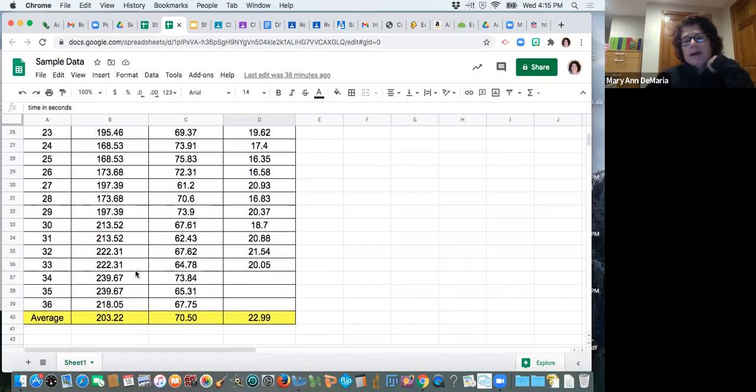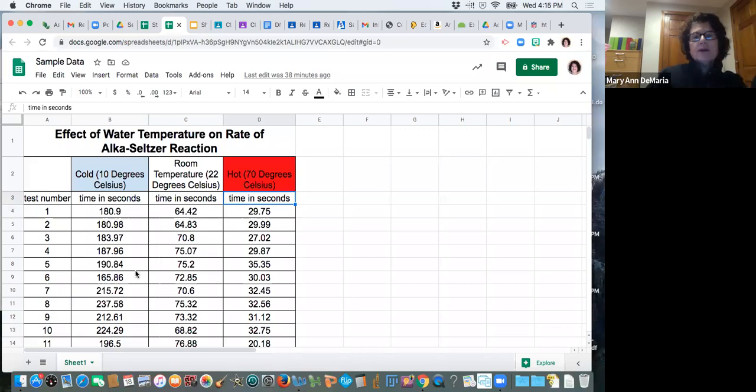Okay. All right. So let me ask you guys another question now. So now the kids got all the data into this table. So they've organized it really well. Now the next step is to analyze the data, because we want to know if the hypothesis was supported or not.